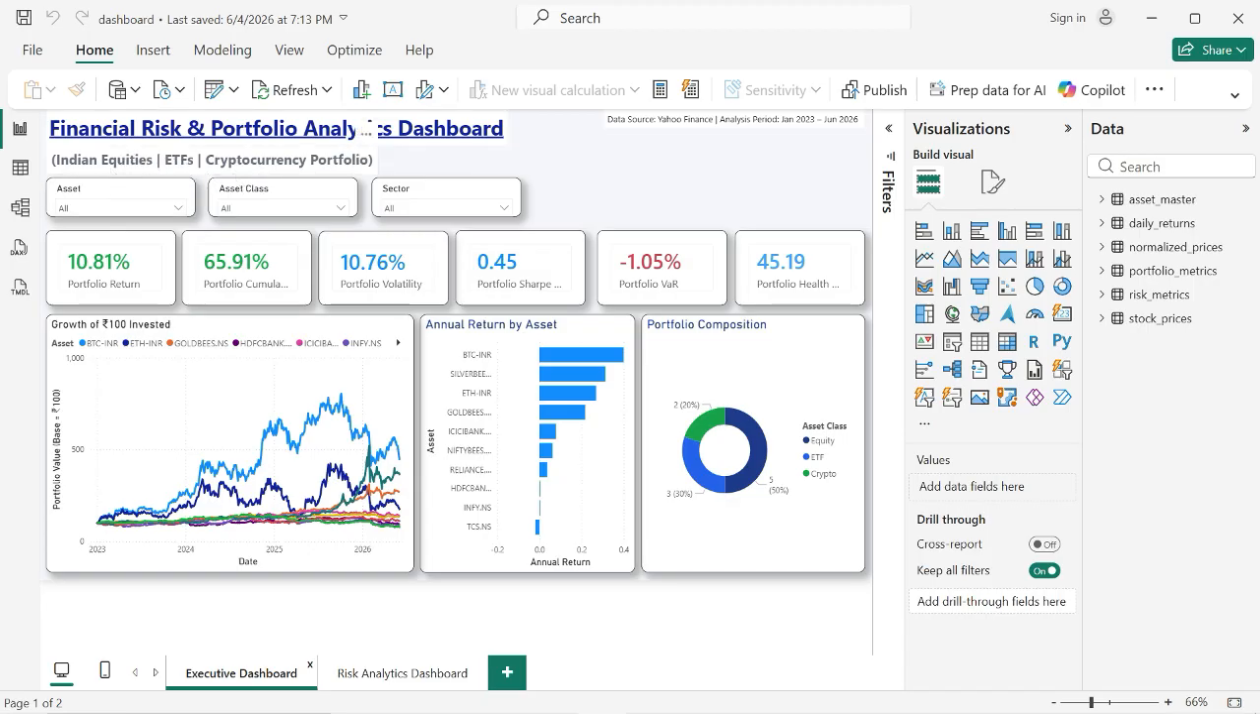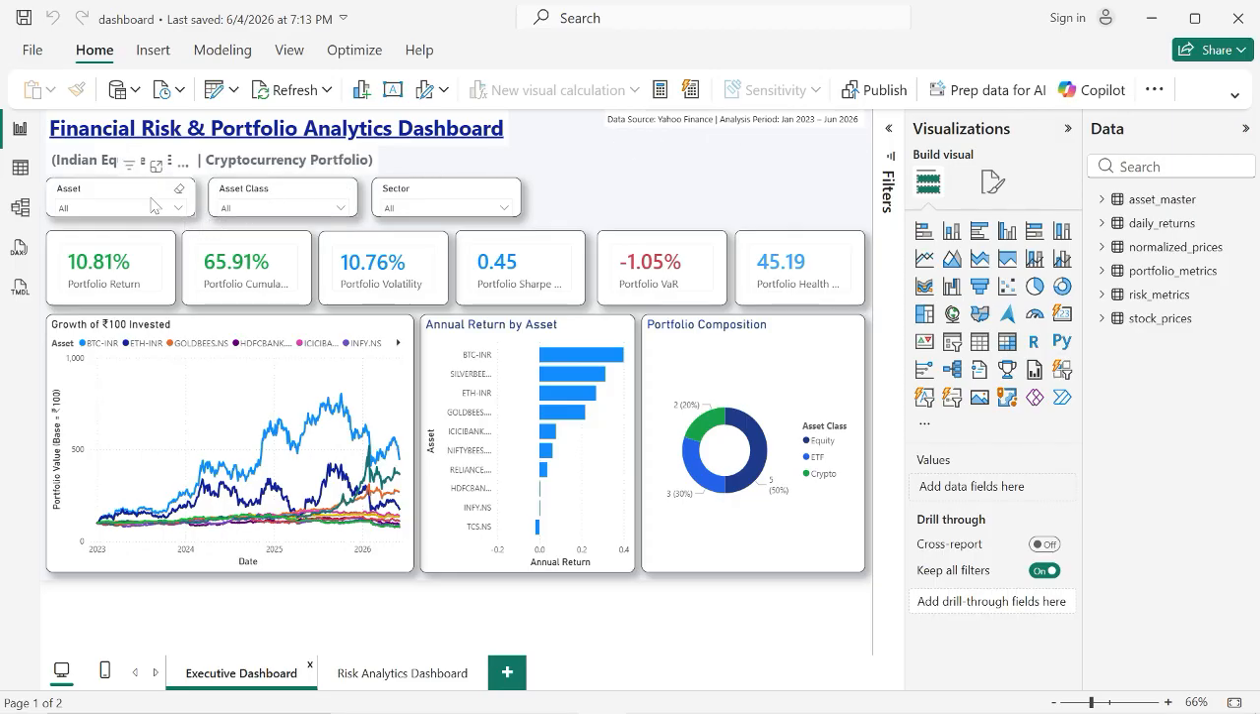And just below it, in a smaller font size, the category of the assets is mentioned, like Indian equities, then ETFs and cryptocurrency portfolio. On the right hand side, there is the data source, which is Yahoo Finance, and an analysis period is given, which is Jan 2023 to June 2026.